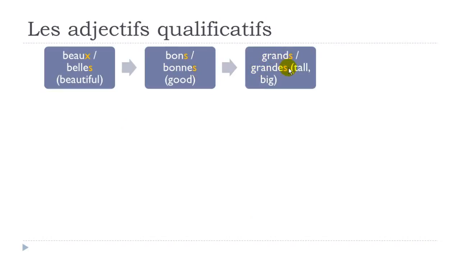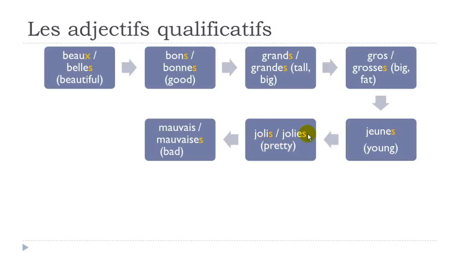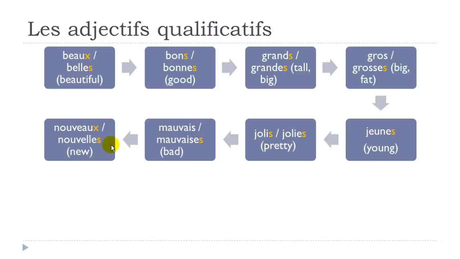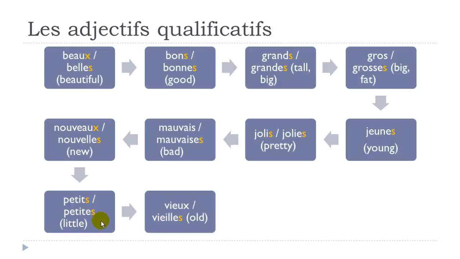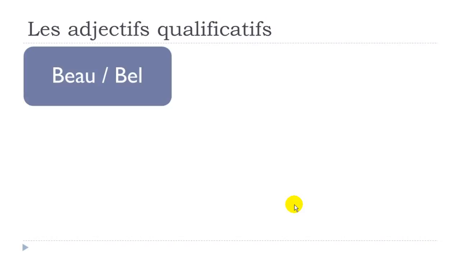Grand, grande. Gros, grosse. Jeune. Joli, jolie. Mauvais, mauvaise. Nouveau, nouvelle. Petit, petite. Vieux, vieille. Autre.